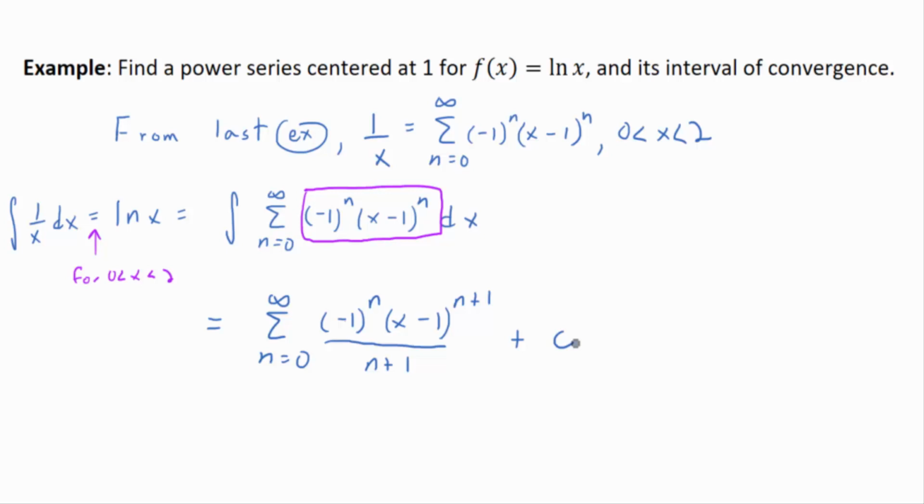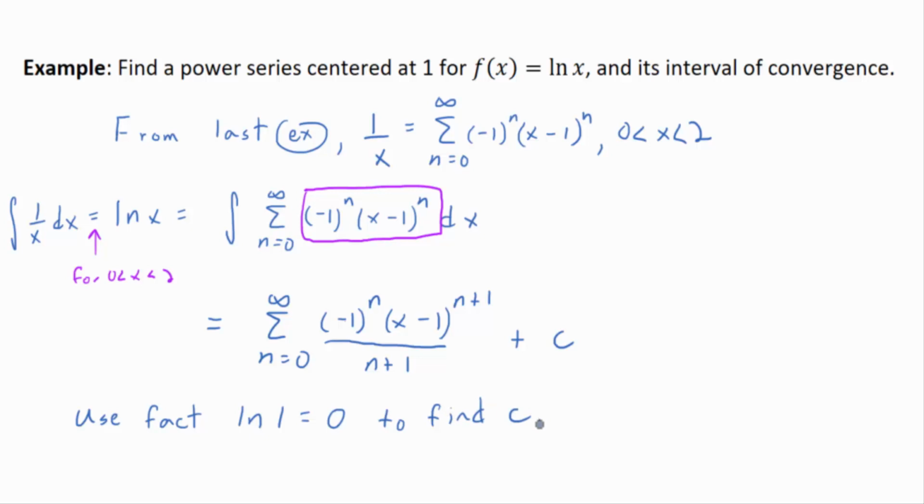But what do we know? We know ln of 1, right? We do know ln of 1, and we can use that fact to find c. So use the fact that ln of 1 equals 0 to find c.